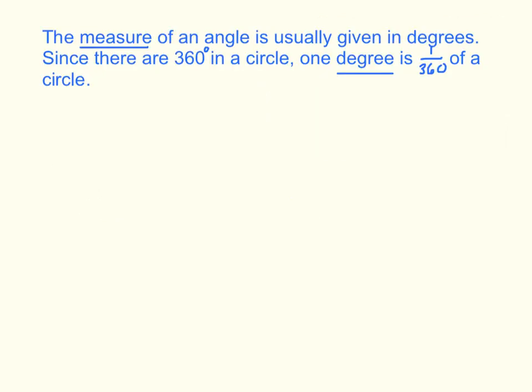The measure of an angle is usually given in degrees. Therefore, that's our next vocab word, the measure of an angle. Since there are 360 degrees in a circle, 1 degree would represent 1/360th of a circle.